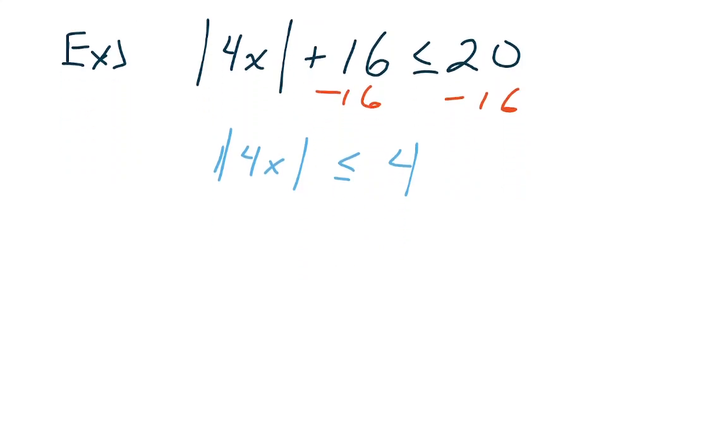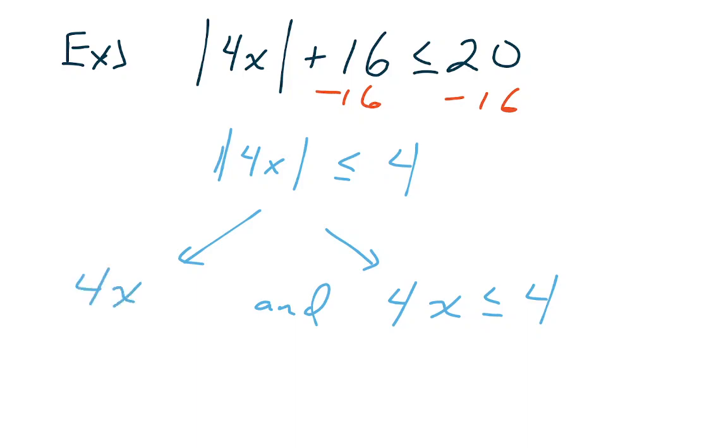Now, it says the absolute value is less than 4. So what I'm going to do is make the absolute value less than the positive. Well, that's interesting. Again, it kind of looks like I just wrote down the same thing. And I'm going to make this 4x greater than the negative.